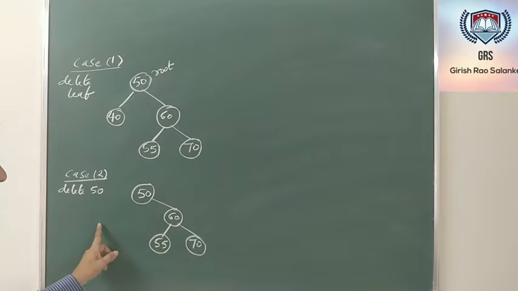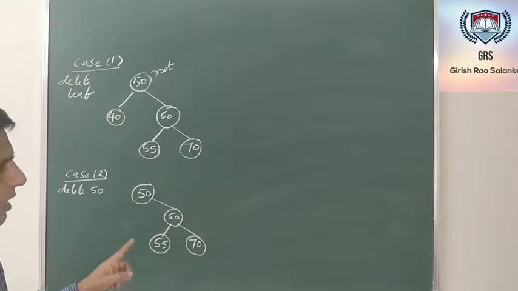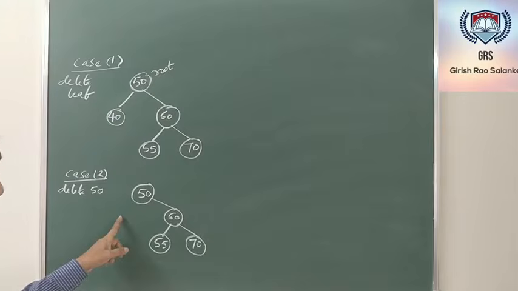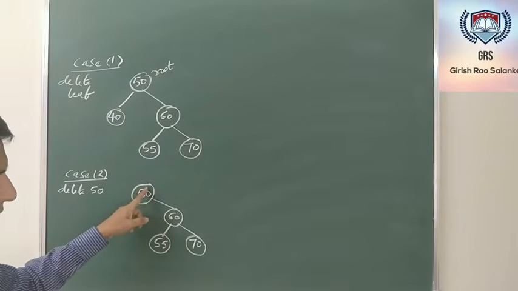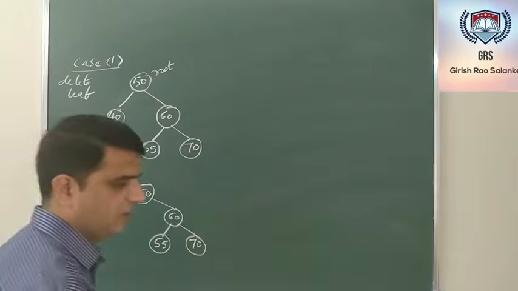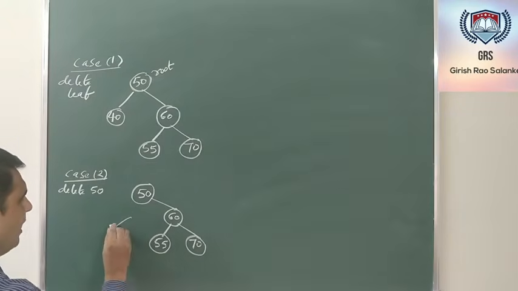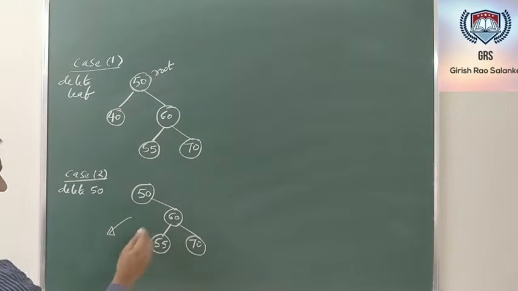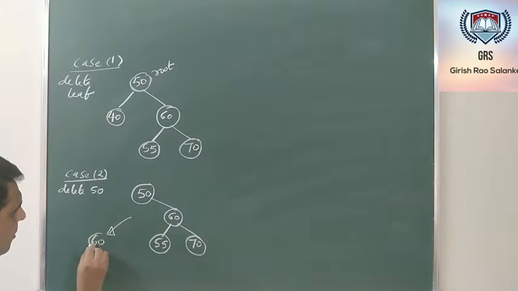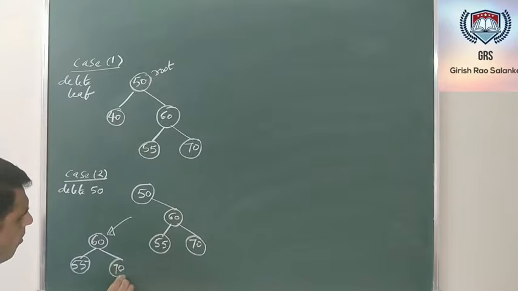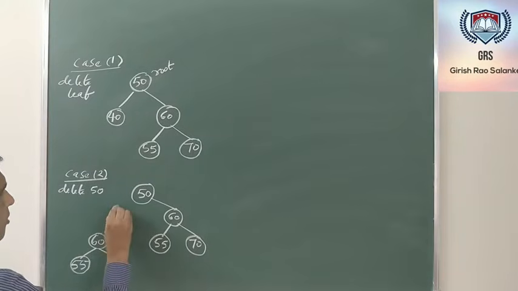has a left child or a left subtree or not. If there is no left subtree for the node to be deleted, then deletion is quite easy. So after deleting 50, my tree looks something like this. This is after deletion.